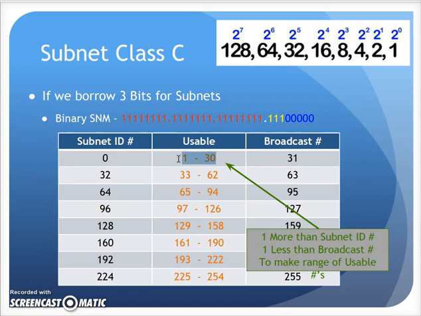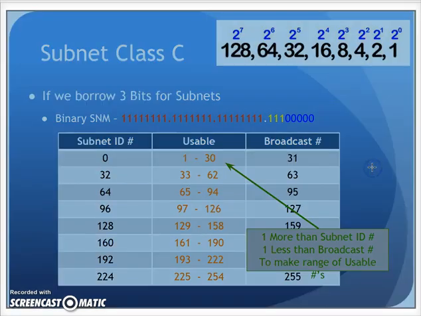And all I need to do is continue through 32, this is 33 to 62 because the broadcast is 63. 64, 65 to 94 because broadcast is 95. 96, 97 to 126 is 127, and so forth. There is my chart of subnet, usable, and broadcast addresses.